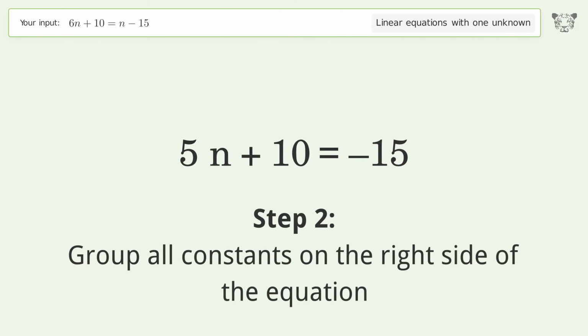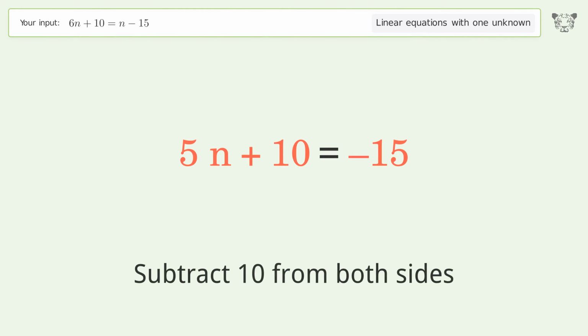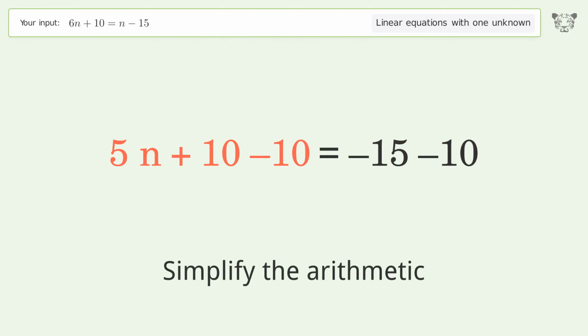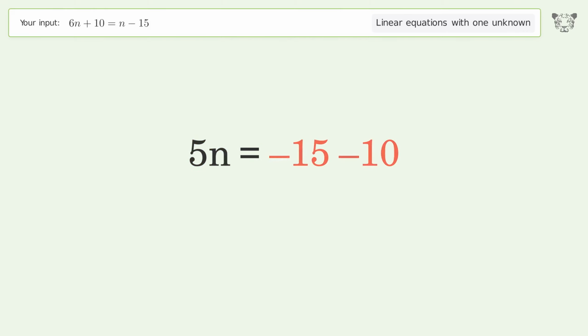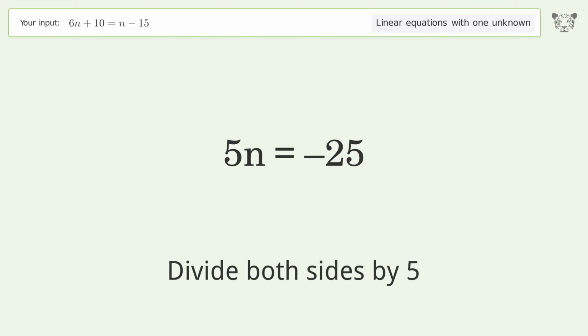Group all constants on the right side of the equation. Subtract 10 from both sides. Simplify the arithmetic. Isolate the n. Divide both sides by 5.